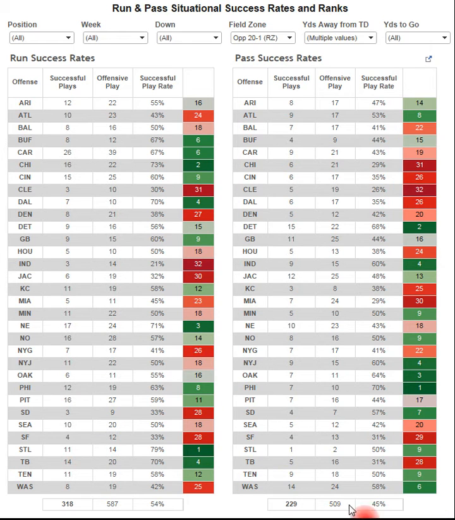The Atlanta Falcons were one. Look at the Washington Redskins. Only 42% of their run plays are successful, well below the average, 25th. Whereas when they threw the ball inside the red zone, a much, much higher success rate.